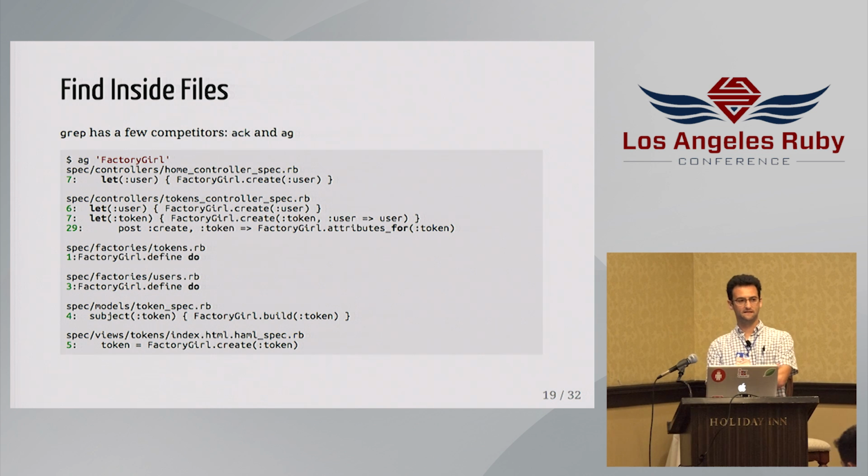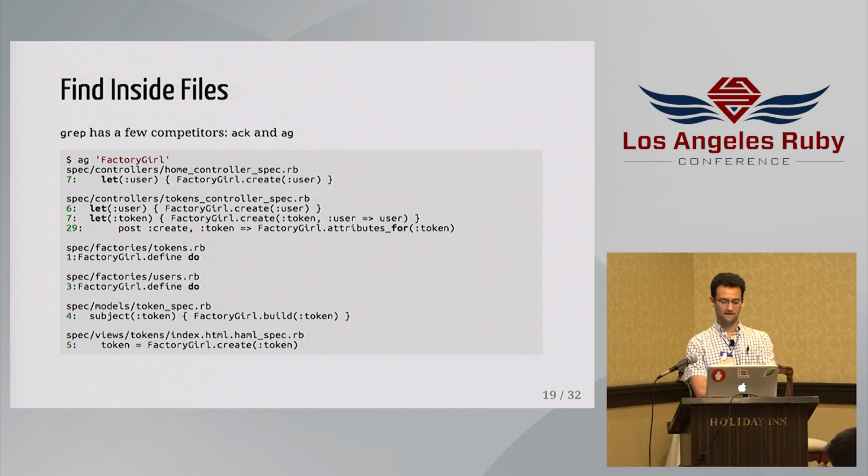ACK is like grep, but it's more optimized for day-to-day programmers. It's written in Perl. And AG, also called the silver searcher, is like ACK, but it's written in C, so it's even faster. For example, if you have stuff in your gitignore files, like log files, they won't search those, which can get pretty large. That makes it more efficient.